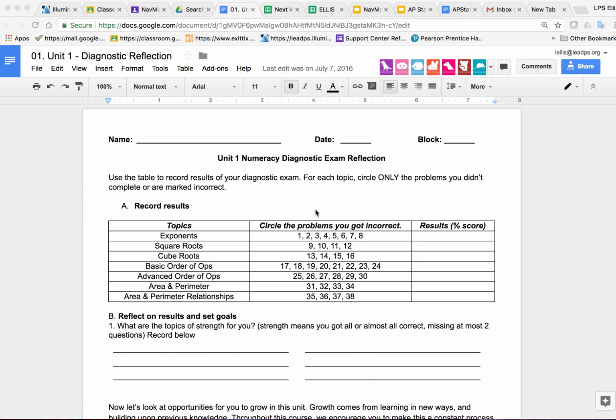What you're looking at now is the diagnostic exam reflection. So you should have this in front of you. Put your name, date, and block. It's important that you put the date because we're going to be looking back at this.